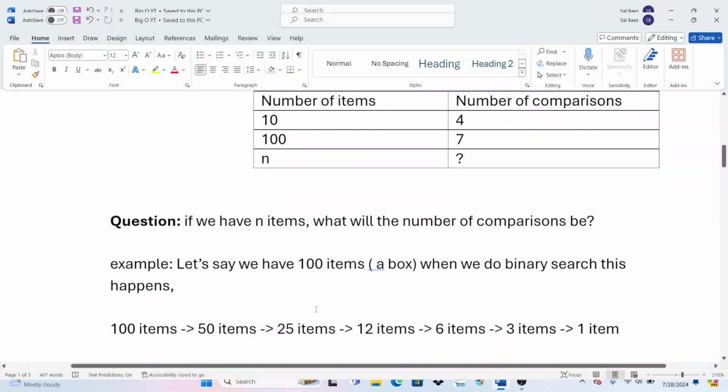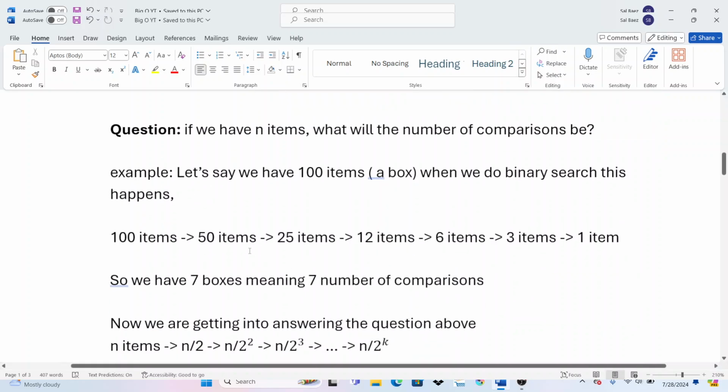So let's say we have 100 items. They're like boxes. I'm going to show you in the example below. This 100 items is going to be a box, this 50 items is going to be a box, and so on, all the way to one item, which is also a box. So what happens here is we cut the array in half. We get rid of what we don't want in binary search, and we look at where that key is.